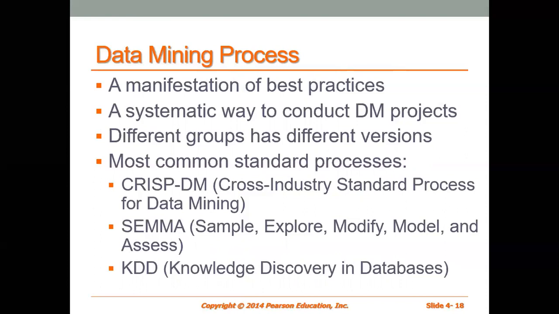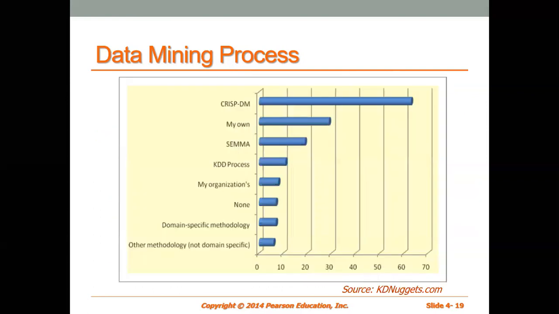So a manifestation of the best practices, we have a systematic way to conduct data mining projects, and different groups have different versions of it. So we have three most common data mining processes, and you can see who uses what. CRISP-DM is widely used. This is from research done on kdnuggets.com. SEMMA is used a little bit less. KDD is less. My own version is less, and domain specific is another. This is one of the case study results.